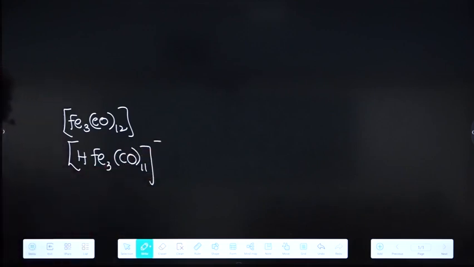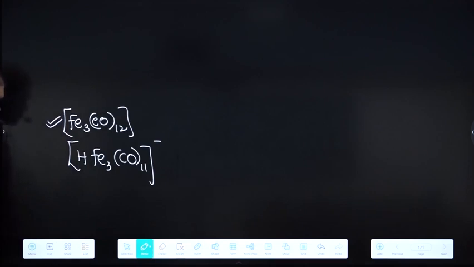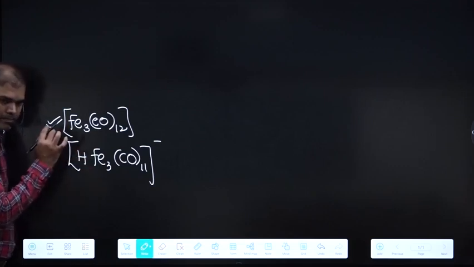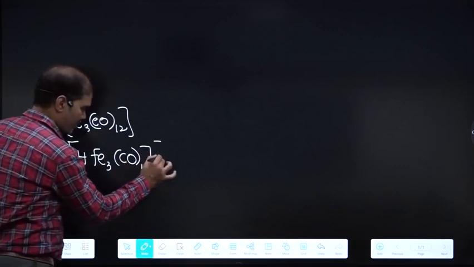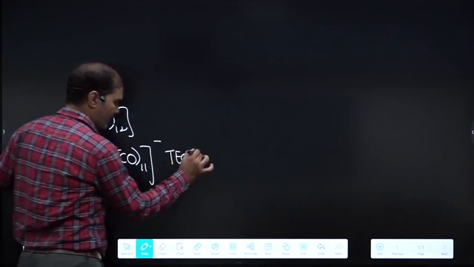What is the structure of HFe3CO11 minus? This we have done. Fe3CO12 we have done. Try to find out the structure of HFe3CO11 minus. What is its structure? First, how many electron system is it? Count the electron system. Total electron count.